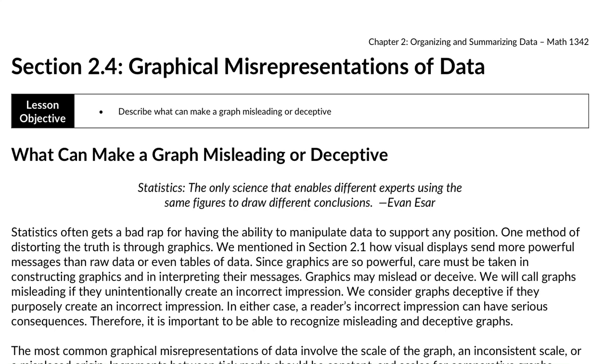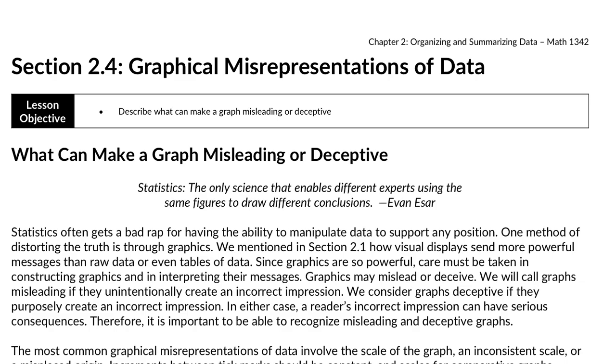Topic 2.4 is about graphical misrepresentations of data. It honestly is kind of like some other sections in this text where we just want to read and review. So I'm not actually going to go through very much on this video. I instead want you to read the information on the pages and read through the different graphs into why they may or may not be misleading or deceptive.